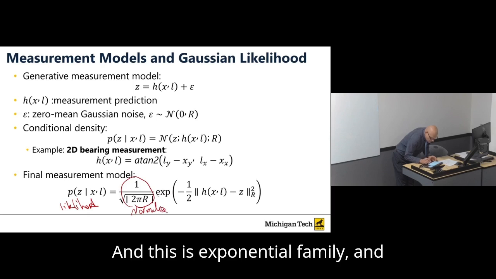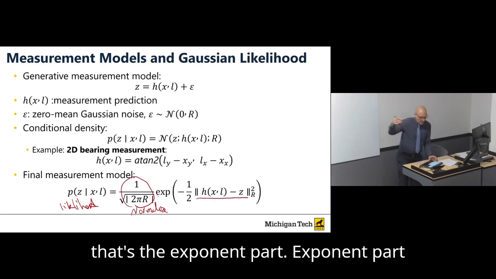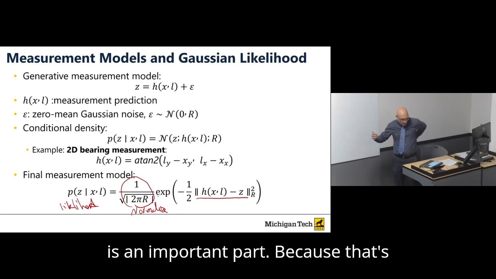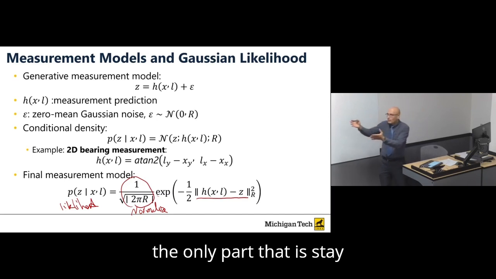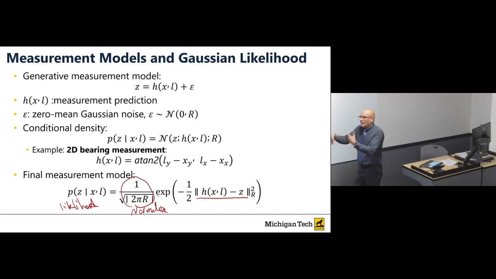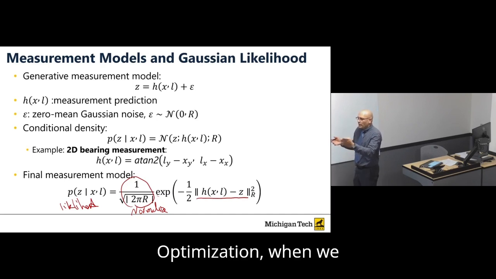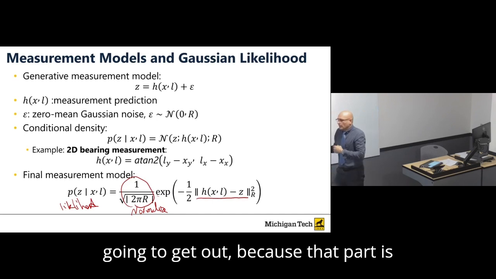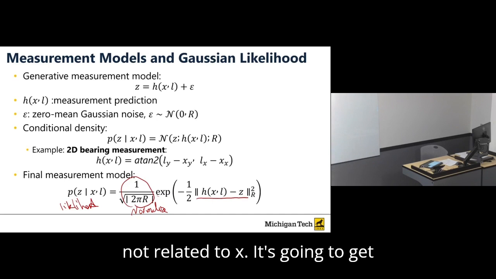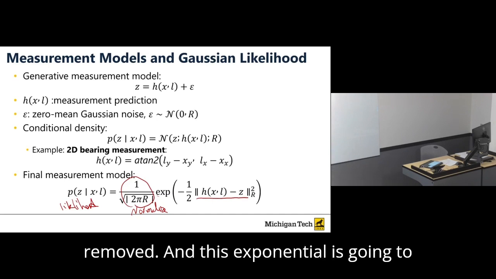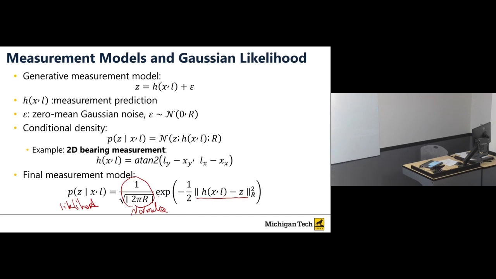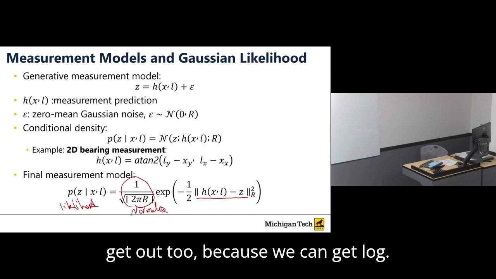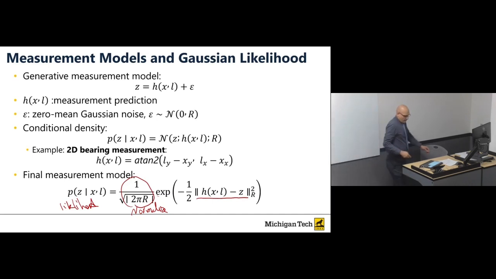And this is the exponential family, and that's the exponent part. The exponent part is an important part, because that's the only part that stays in optimization. When we optimize this one, the other parts are all going to get removed, because that part is not related to x, and this exponential is going to get out too, because we can take the log.